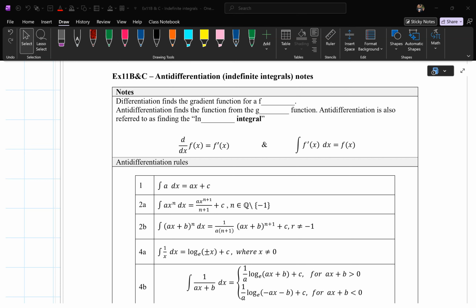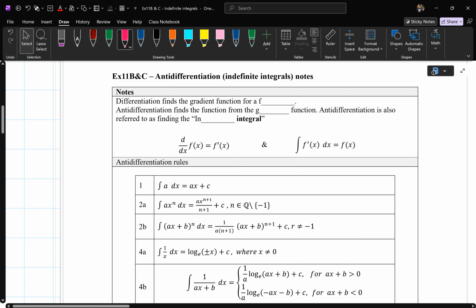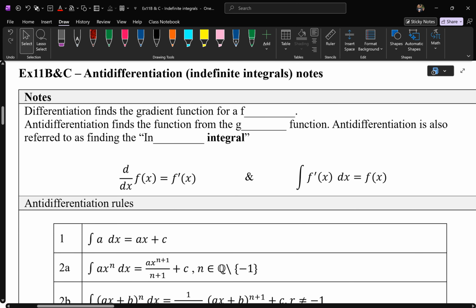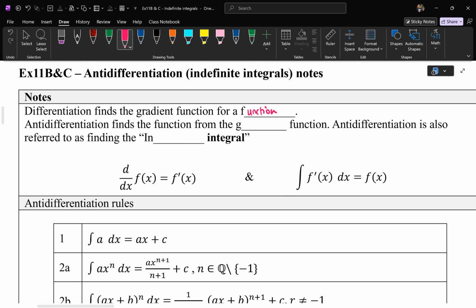All right, so 11B and C, you're doing what we call indefinite integrals. And here's a couple of notes to fill in. Differentiation finds the gradient function for a function. So when you derive, you're finding the gradient function. But when you antiderive, that essentially finds the function from the gradient function. If that was confusing, essentially it's going backwards.